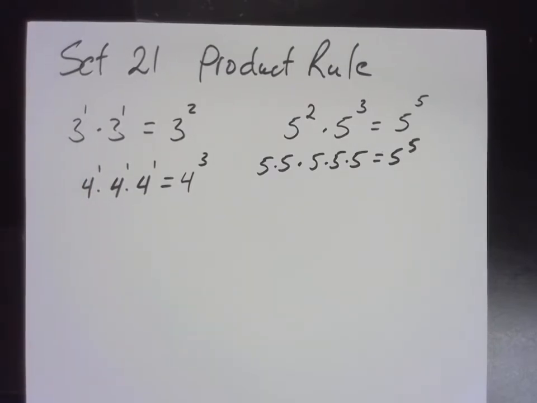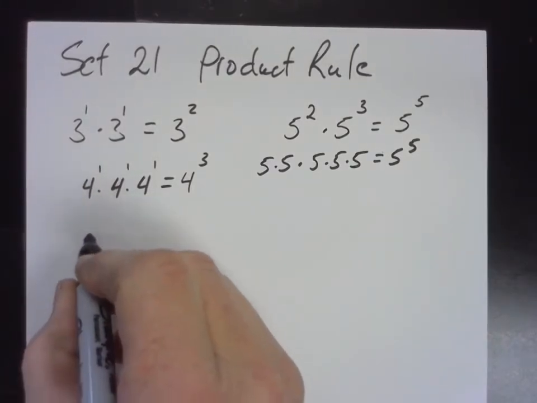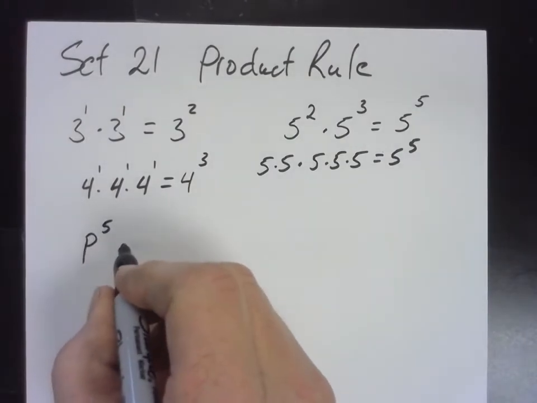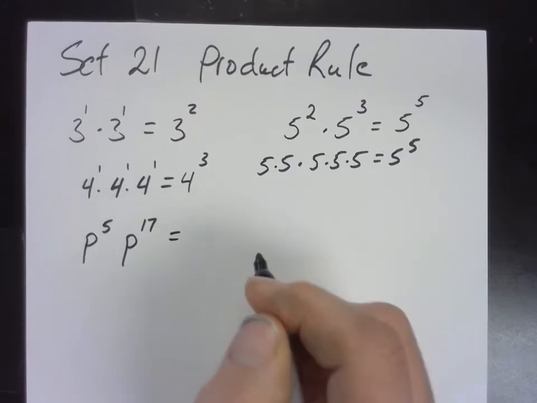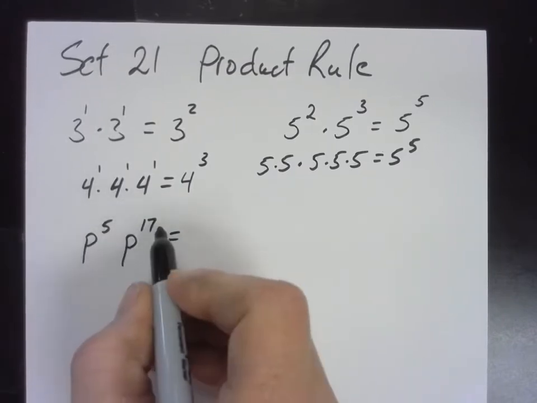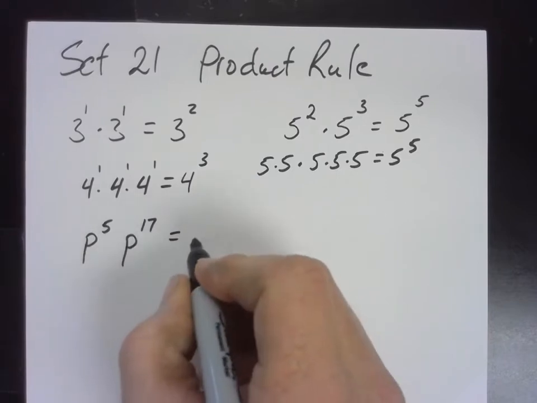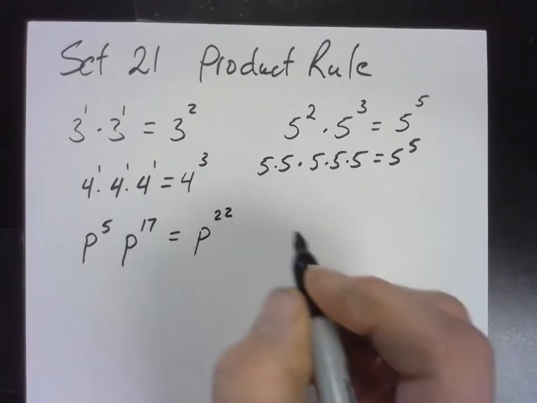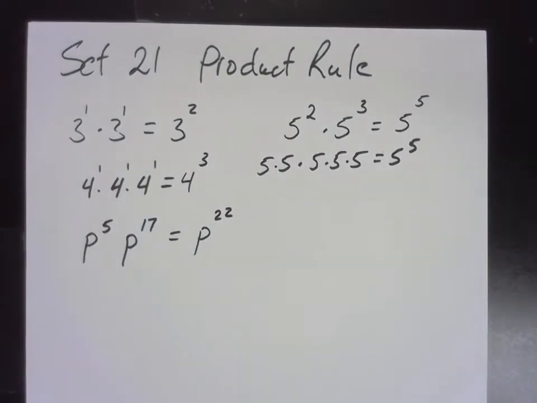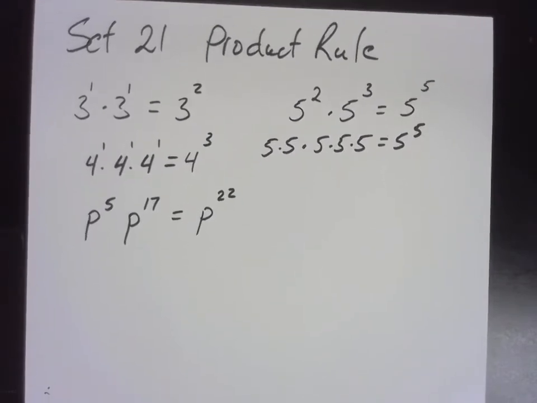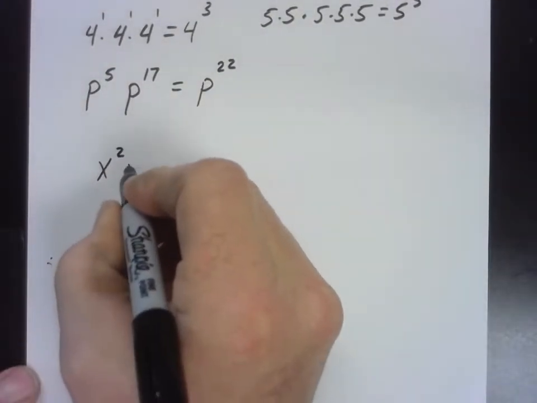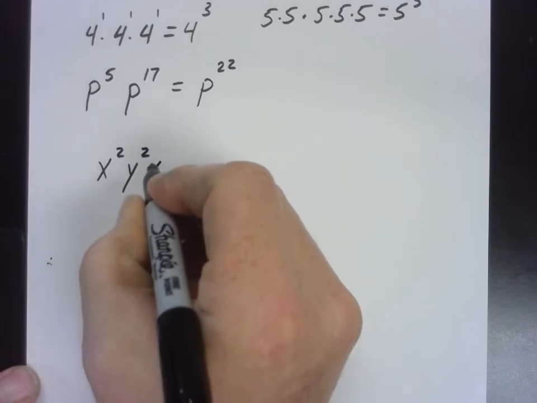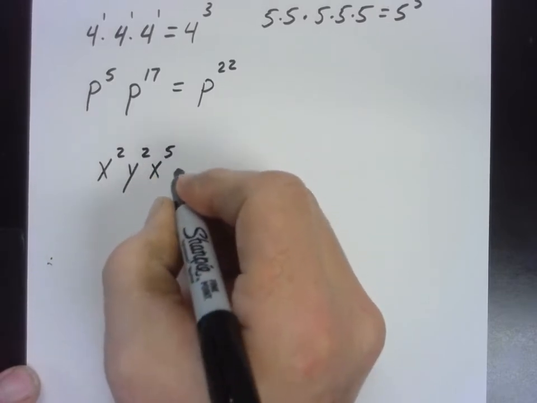Now we're going to do some bigger ones, I suppose. P to the 5th times P to the 17th. What do you do with the exponents when you multiply? Yeah, you add them. That's P to the 22nd power. That's it. That's the whole thing. So your job is going to be looking at some products, and the products are going to look like this. You're going to have a bunch of variables multiplied together.